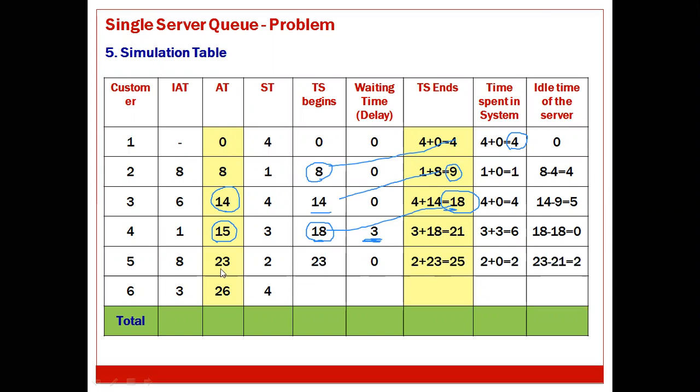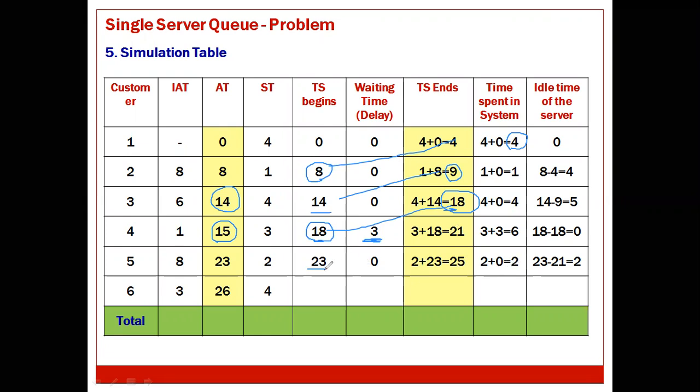Okay, so 23 he is arriving, 21 he is ending his service. So 23 is the time service begins here. And then the waiting time: 23 and 21. There is no waiting time as such. He ended at 21 and he started at 23. So there is no waiting time. Okay, and then 2 plus 23 will be 25, and 2 plus 0 will be the time spent.